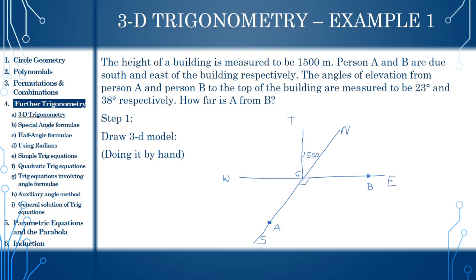So, next thing, we're going to keep reading the question, right? The angles of elevation from person A and person B to the top of the building are measured to be 23 degrees and 38 degrees respectively. Let's draw that in. Angle of elevation from A to T is 23 degrees, and from B to T is 38 degrees. And how far is A from B? Well, we draw A to B, and we'll mark it in as D question mark. That's what we have to find.